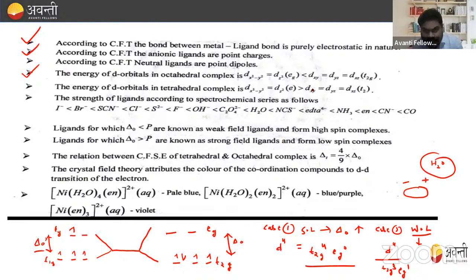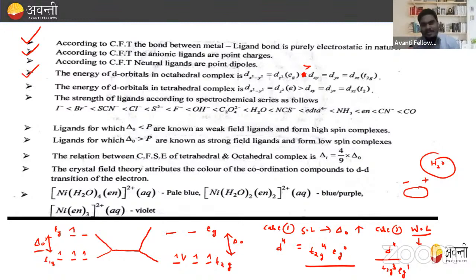So I guess reverse this, beta. This is not the correct one. This is the correct one. That is, the energy of dx2-y2 and dz2, that is Eg, will be greater than dxy, dyz, and dxz. That is in case of octahedral complexes.